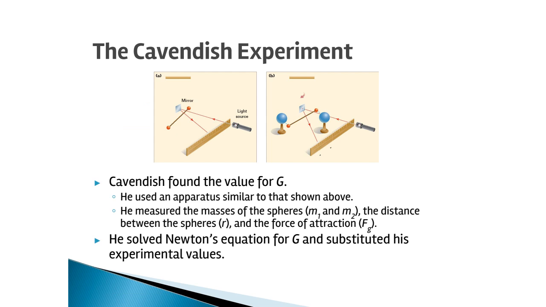So in this device that Cavendish designed in the Cavendish experiment, he used an apparatus where he measured the mass of the spheres M1 and M2, the distance between the spheres R, and the force of attraction F of G. He solved Newton's equation for big G and substituted his experimental values. So this gives you an idea of how he did it.